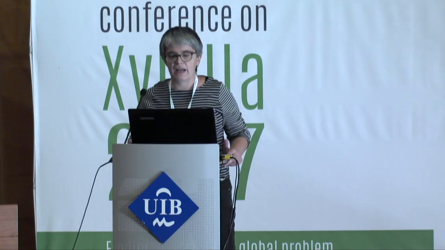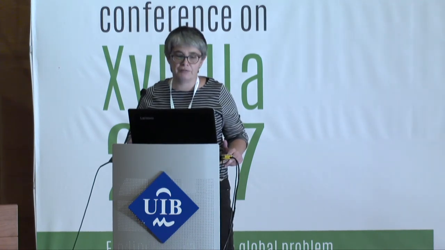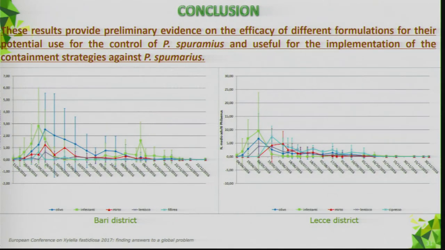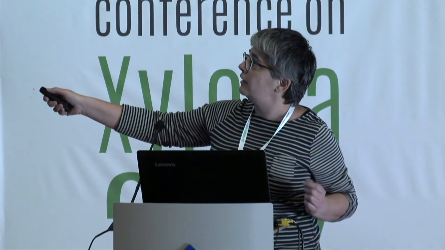With colleagues of the CNR, we have monitored the population of Philaenus spumarius on different olive orchards for 2 years, and we have observed the same trend of Philaenus spumarius on olive trees. It is evident the peak of the population of Philaenus spumarius is generally in May. This is the result of different olive orchards in the Bari district, and this is the result in the Lecce district. The peak in Lecce is earlier compared to Bari because the temperatures are higher.